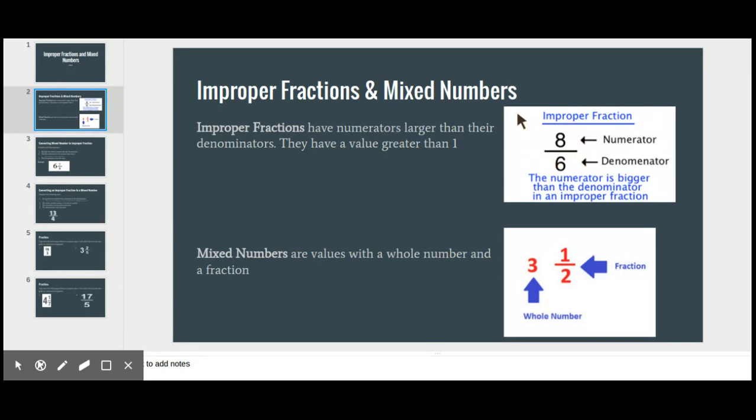So if we take a look over here at our example, we have 8/6. The numerator 8 is larger than the denominator 6, making it an improper fraction. Mixed numbers are values with a whole number and a fraction. So the example we have over here is 3 1/2. We have a whole number 3 and then a fraction 1/2. So the two of them together make a mixed number.